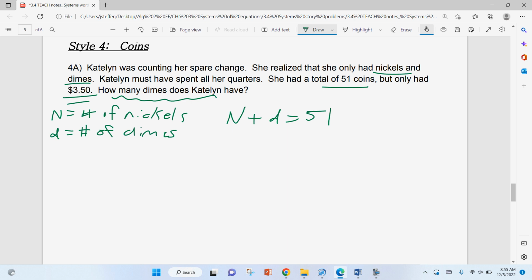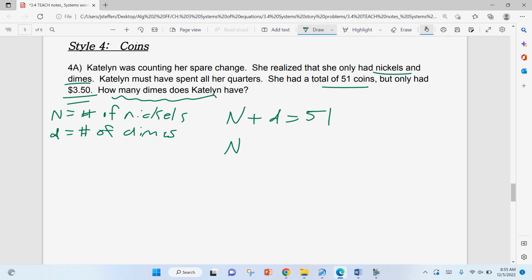Now your next equation is a little bit tricky. There's a couple different ways to do it, and I'll tell you which way I recommend, but I go back and forth. The next one says that those coins total $3.50. Well, how do you find out how much money it is when you have nickels and dimes? Whatever the number of nickels is, we multiply that by what a nickel is worth.